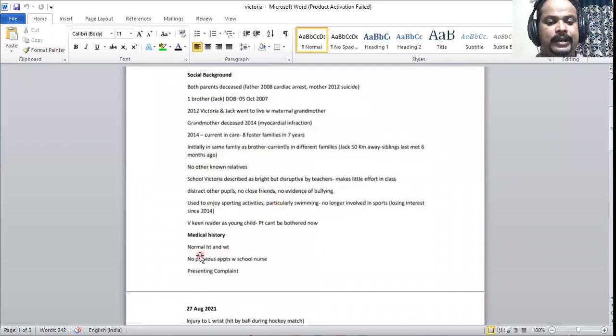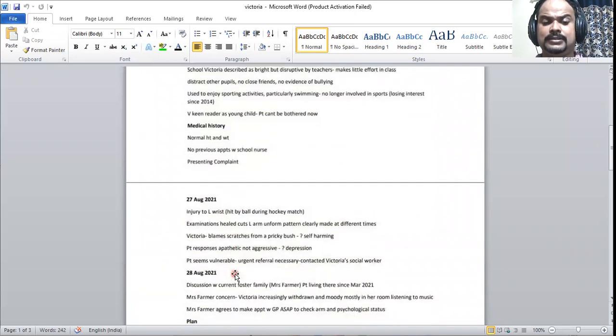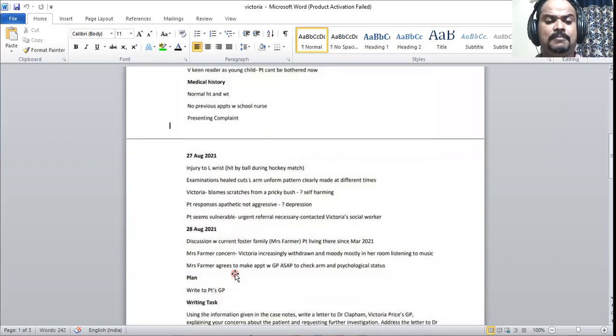Now I can go to normal height and weight. GP knows. No previous appointments with school nurse, that is any relevant data. Presenting complaint, yes. What's the presenting complaint? Injury to the left wrist due to a ball hit while Miss Victoria was playing a hockey match. On examination, so she came with the injury.